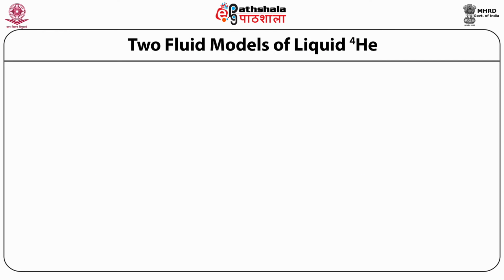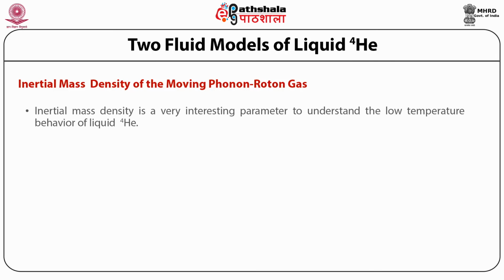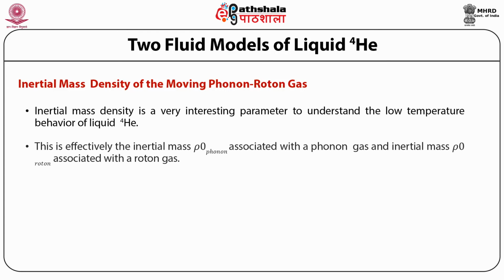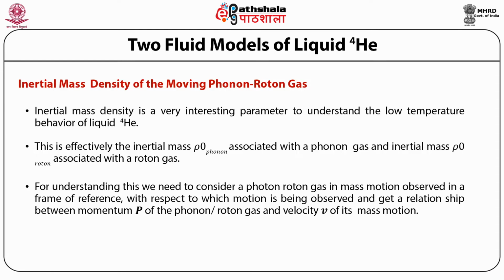Now, there is another very interesting feature which we must look at, which corresponds to the inertial mass density of the moving phonon-roton gas. Inertial mass density is a very interesting parameter to understand the low temperature behavior of liquid helium-4. This is effectively the inertial mass ρ0 corresponding to phonons associated with a phonon gas, and inertial mass ρ0 roton associated with a roton gas. For understanding this, we need to consider a phonon-roton gas in mass motion observed in a frame of reference with respect to which motion is being observed, and get a relationship between momentum P of the phonon or roton gas and velocity v of its mass motion.